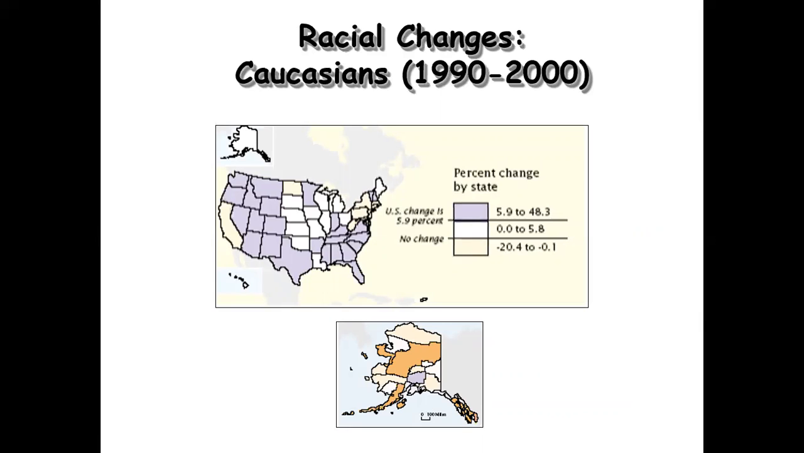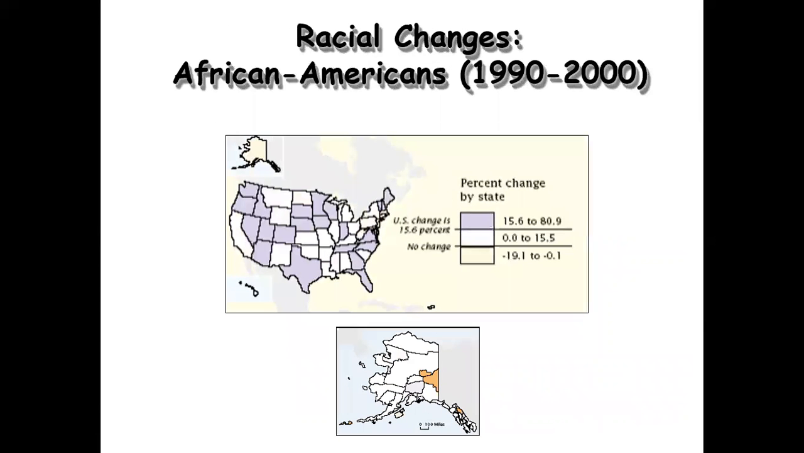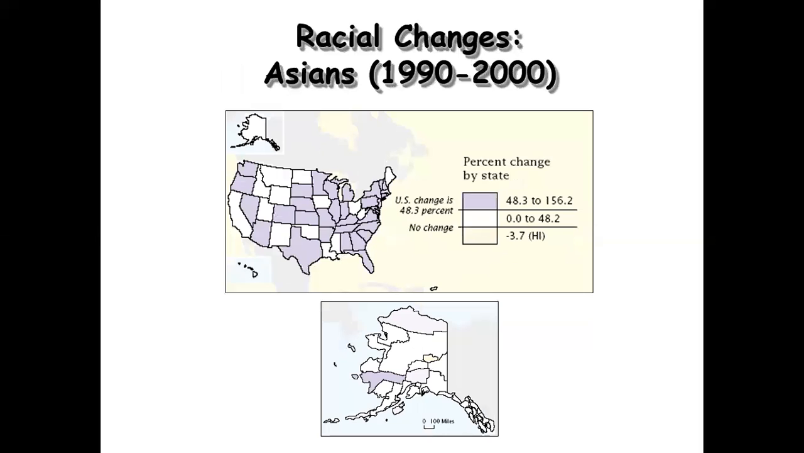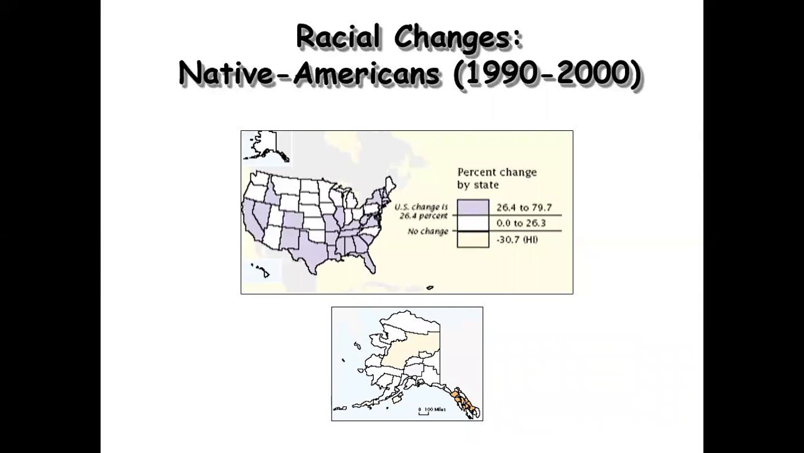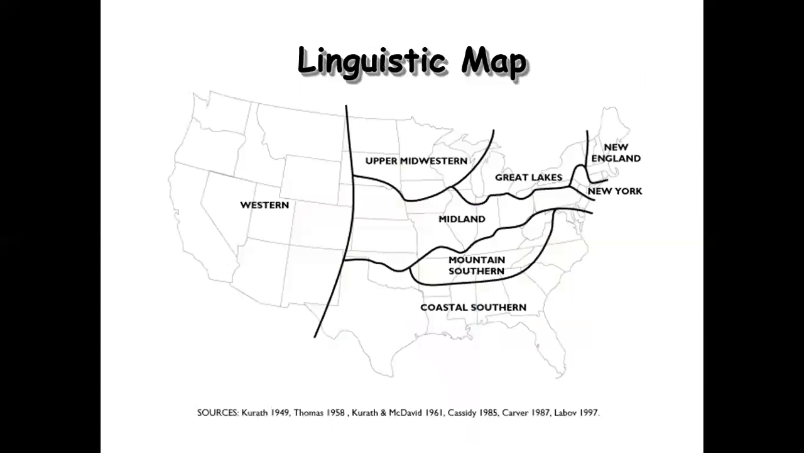Right. Racial changes. White people from 1990 to 2000. This is where the shift changes are. More people in the South and in the West, it looks like, right? For African Americans, seeing a lot of growth in the Midwest and in the South. Asians, just overall in the eastern half of the country. For Native American peoples, mostly in the South and in the West, some in the Northeast.